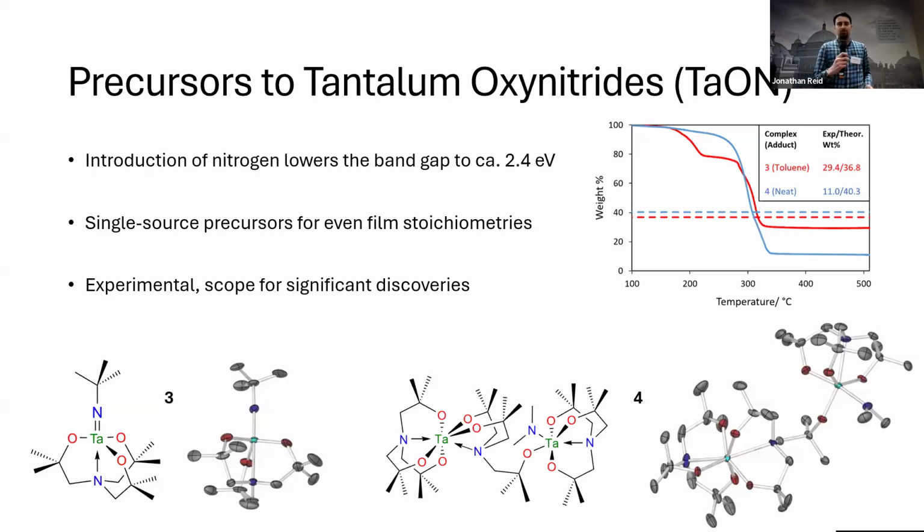Now, one way I can try and reduce this is by moving to a different class of materials called tantalum oxynitrides. So this is by introducing some nitrogen into the structure in place of oxygen to make TaON. This is known to have a significant effect on lowering the band gap. It should bring it down to about 2.4 electron volts, 520 nanometers, so more in the visible light range to drive this with sunlight. I've been designing some single source precursors to do this from a single complex.